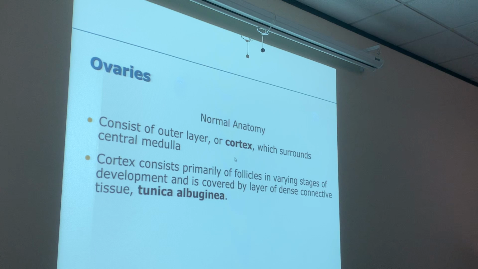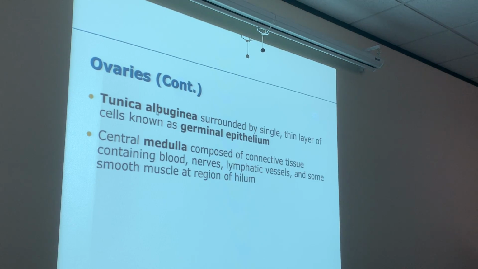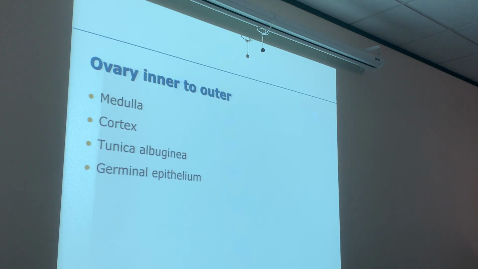Here, the outer layer is the cortex. It's covered by the tunica albuginea. The tunica albuginea is covered by the germinal epithelium. And the central part, where I find all of my nerves, my blood vessels, my lymphatics, is the medulla. There is a hilum to the ovaries. So from inner to outer: the medulla, the cortex, the tunica albuginea, the germinal epithelium.